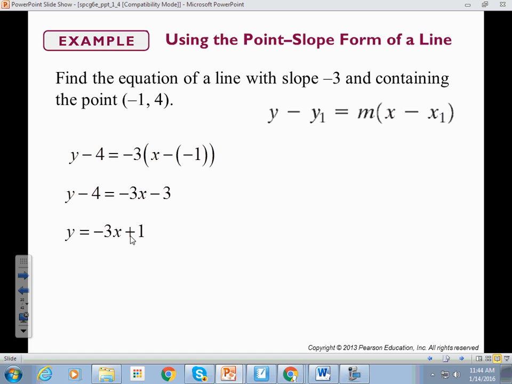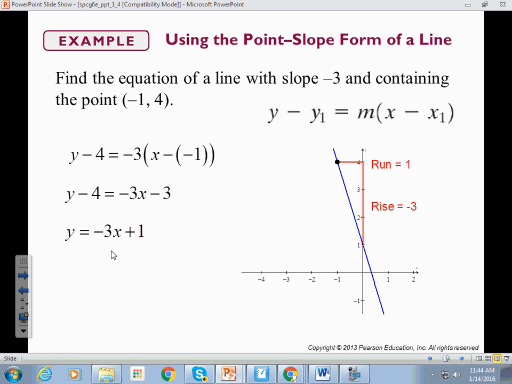And then to get it in slope-intercept form, you add the 4 to both sides to get y equals -3x plus 1. The graph of that looks like this. So if you were at (-1, 4), the slope is down 3 over 1, and this equation represents that line.